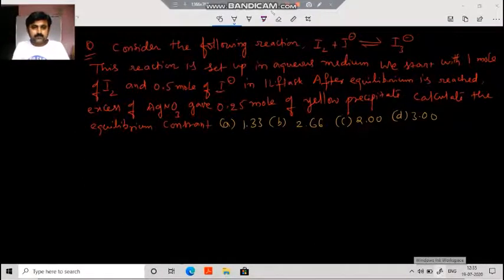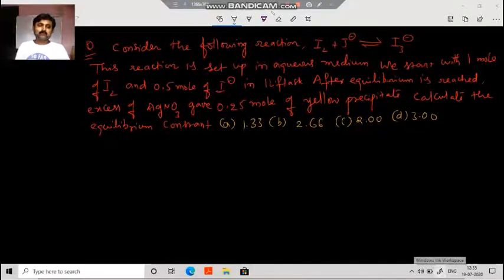See this one. Consider the following reaction: I2 plus I minus in equilibrium with I3 minus. The reaction is set up in an aqueous medium. We start with 1 mole of I2 and 0.5 mole of I minus in a 1 liter flask. After equilibrium is reached, excess of AgNO3 gave 0.25 mole of yellow precipitate. Calculate the equilibrium constant.